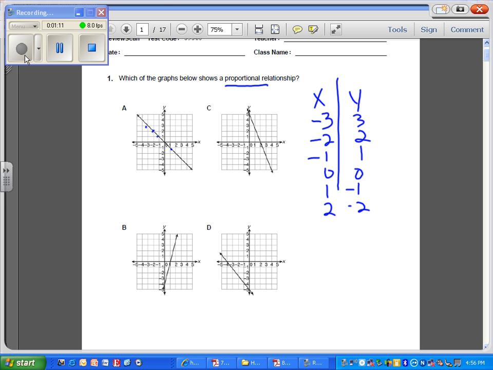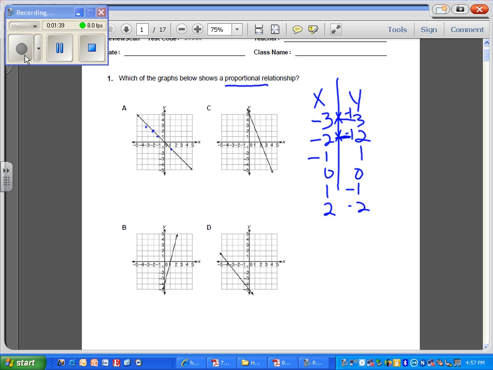What I'm looking for in A, and it does look like it's proportional, so I want to just double check. Proportional means I'm doing the same thing from x to the y. So here, I'm either adding 6 or I am multiplying by -1. Does either one of those work for this one? Adding 6 doesn't work, but multiplying by -1 works.